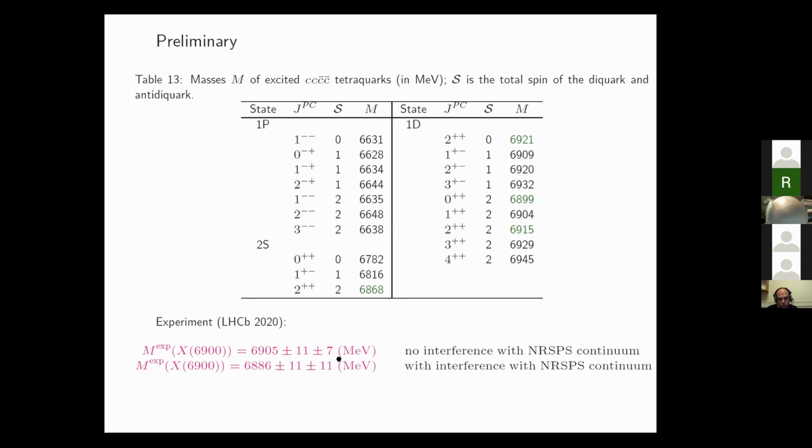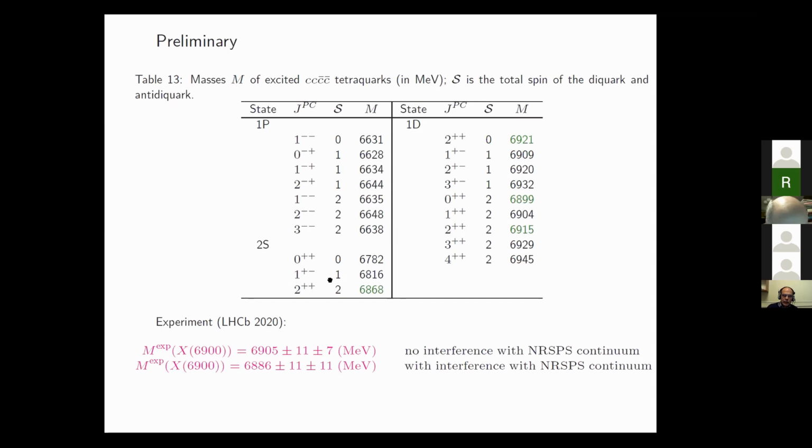There is a little bit of difference in the masses, which is the result of the different data analysis. Here, there is no interference with a non-resonance single-proton continuum, and here there is interference. So it can also be the 2++ first radially excited state, and can also be a 2++ or 0++ state of the second radially excited state.